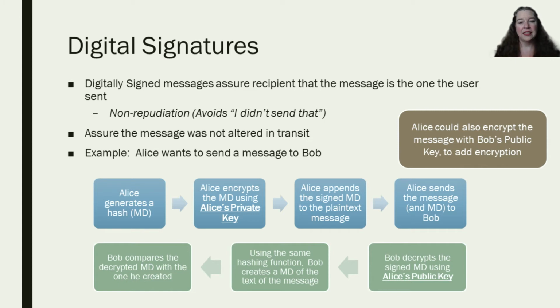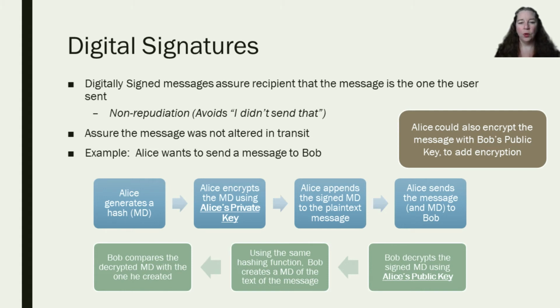Then she appends the signed message digest, the one encrypted with my private key, to the plaintext message and sends the message to Bob. Bob is able to get the signed message digest and decrypts it with Alice's public key, which is available publicly. He decrypts it, and then he uses the same hash function on the message that Alice did to make sure that they return the same value. As long as the message digest that Bob created with the same hash function is exactly equal to the message digest that he decrypted with Alice's public key, you should be good.